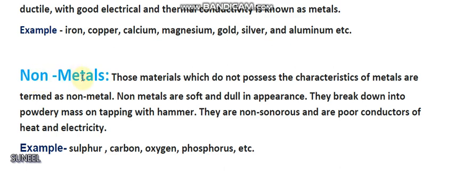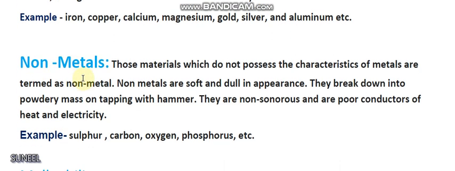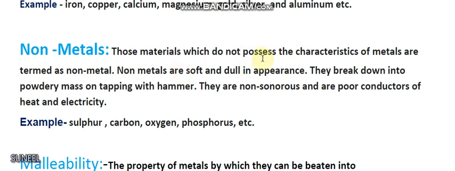Now, what are non-metals? Those materials which do not possess the characteristics of metals are termed as non-metals. Non-metals are generally soft and dull in appearance and they break down into small pieces or powdery mass on tapping with hammer. They are non-sonorous and are poor conductors of heat and electricity. For example, sulfur, carbon, oxygen, phosphorus, etc.